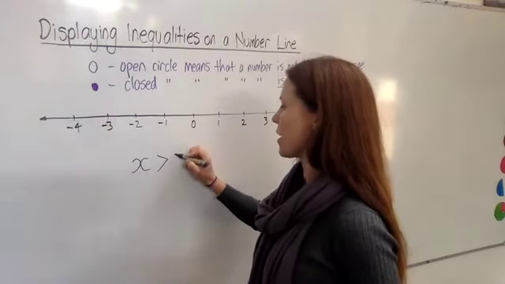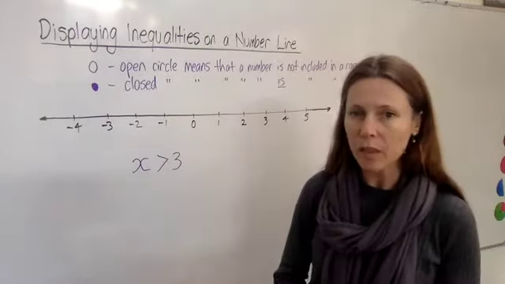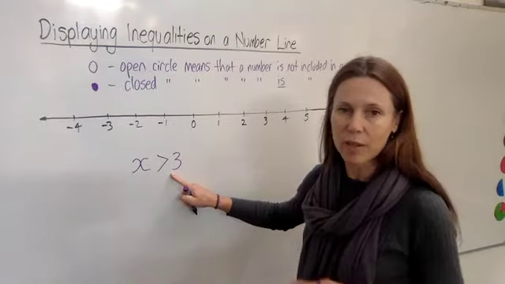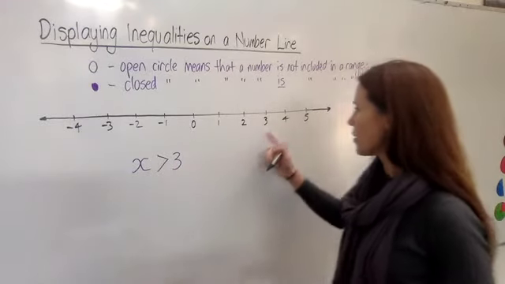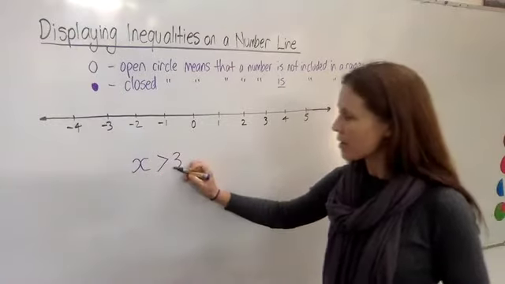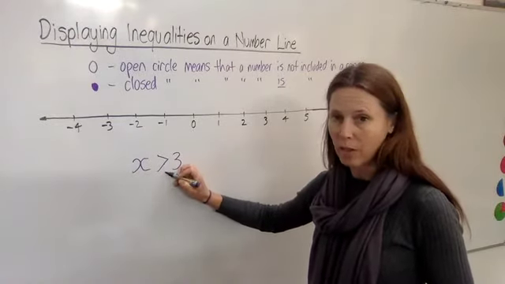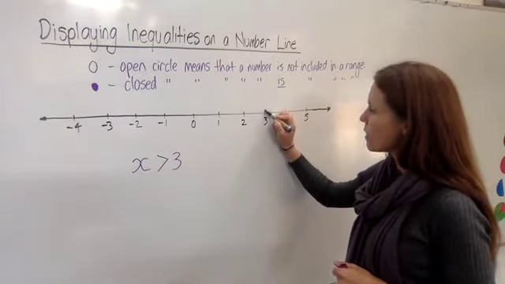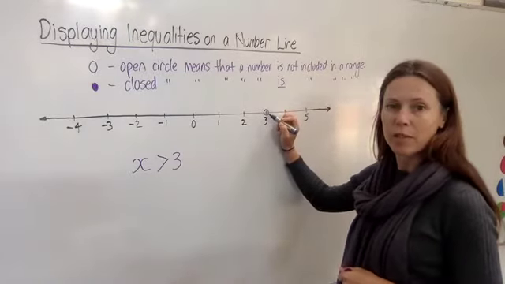X is greater than 3. We don't know what X is, but we're saying that X could be anything as long as it's bigger than 3, we don't mind. So we find where 3 is on the number line. Now 3 is not part of our range because this doesn't say X is greater than or equal to 3. It says it has to be greater than 3. So it can't actually be 3. So 3 is not included in the range of numbers that we're looking at here.